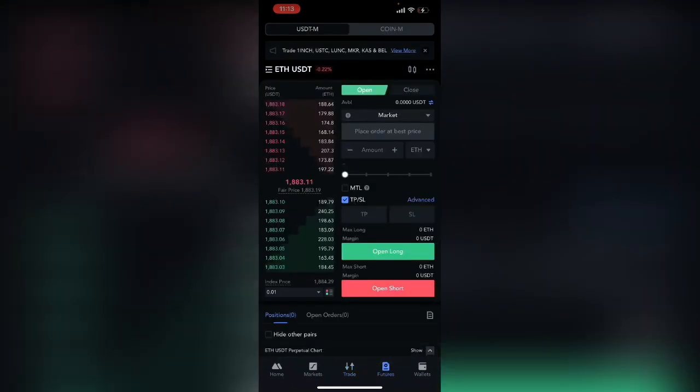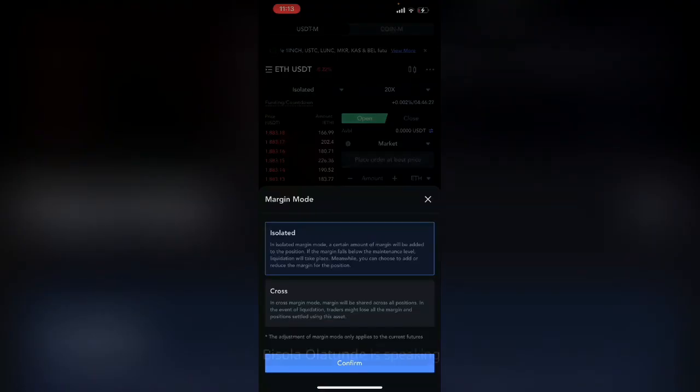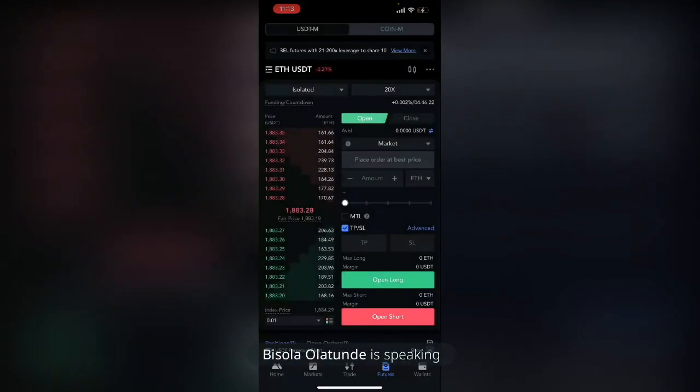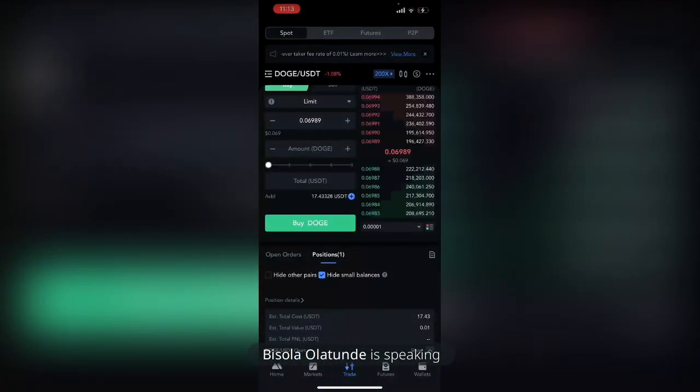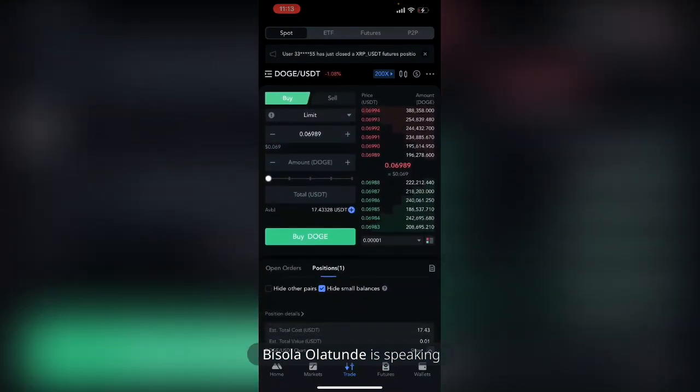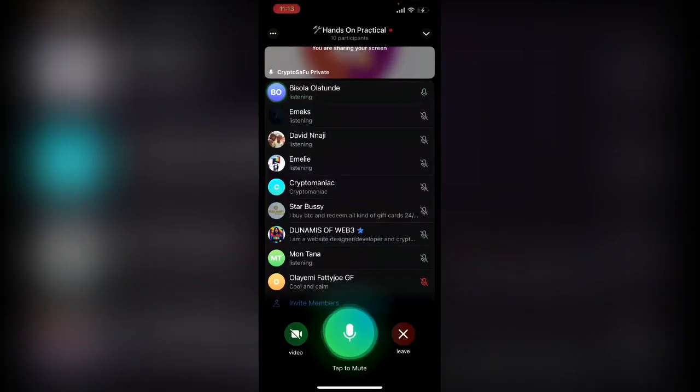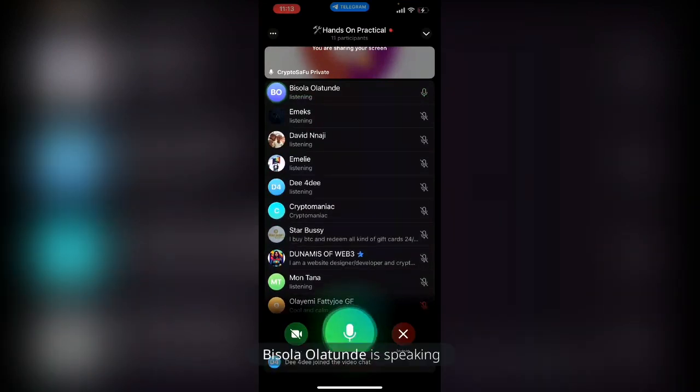So the risk on future trade is very high and you can lose your whole entire money. But on spot trade, it's only the decrease in the price that will show the difference in the money you have. You still have your money there, just a little drop due to the drop in the price of the particular coin you bought at that point in time. So I think that is that for the spot and future trade. I just wanted to add a little bit to it. And I always advise people, if you're not an expert in future trade, don't go, because your whole money can go in a second.